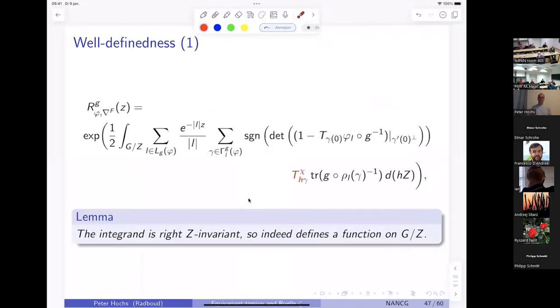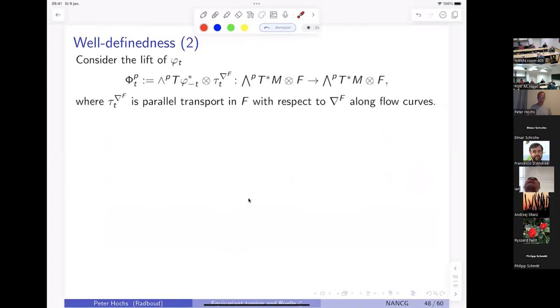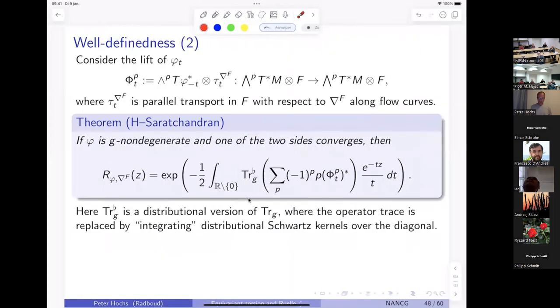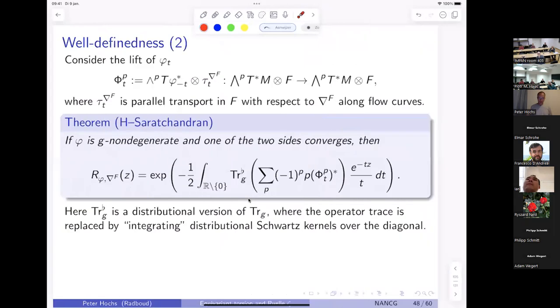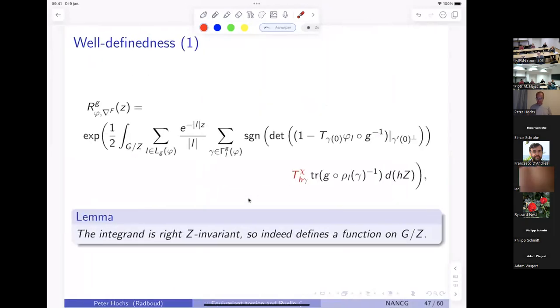There are some well-defined questions before we even talk about convergence. This primitive period is here, so I'm integrating over G mod Z, and this is the only thing that depends on H. For this to be well defined in the first place, you would like this to be right Z invariant, so it's actually a function on G mod Z. This is actually the case, it's a short lemma. But what's less clear is that this expression doesn't depend on the choice of chi or of this integral.